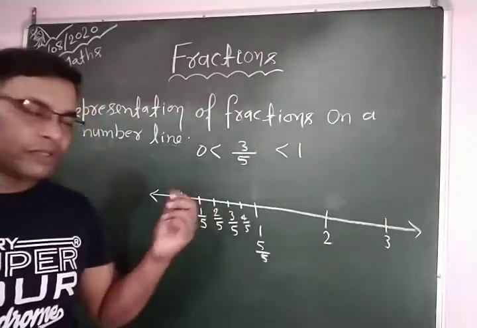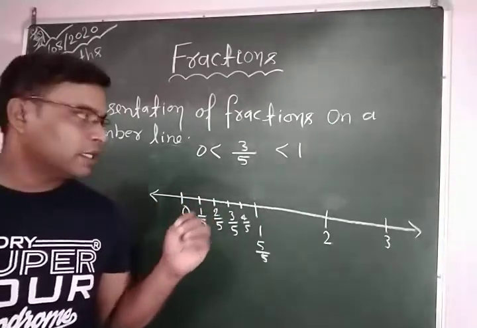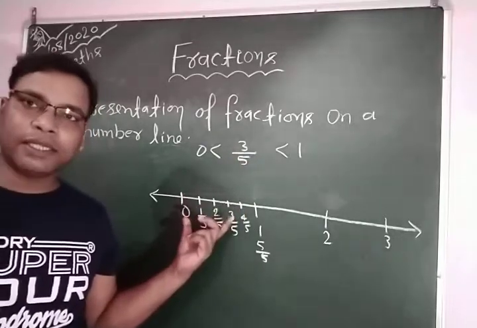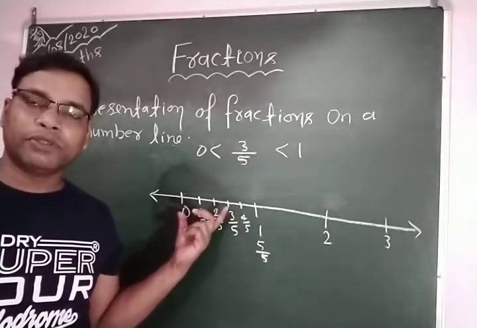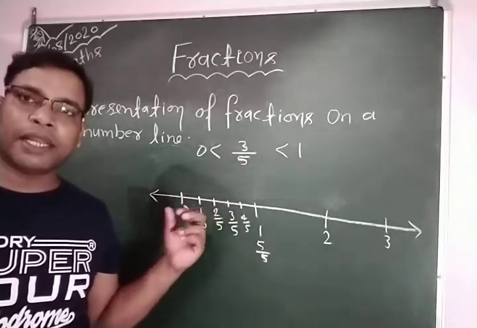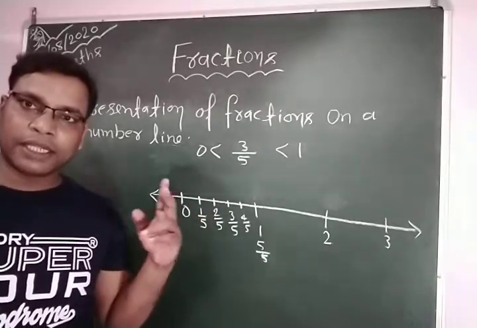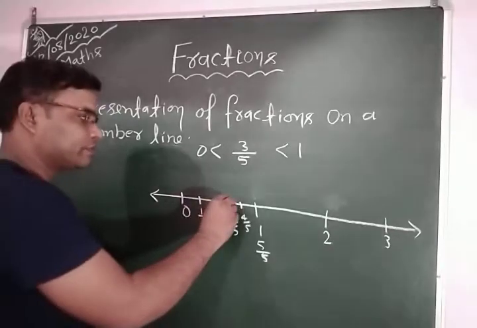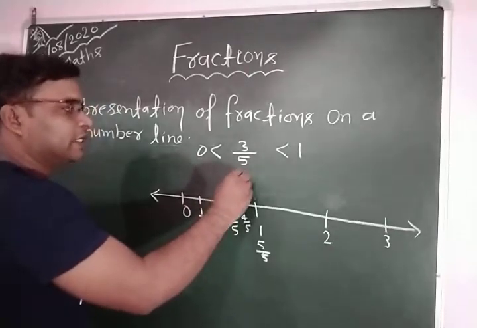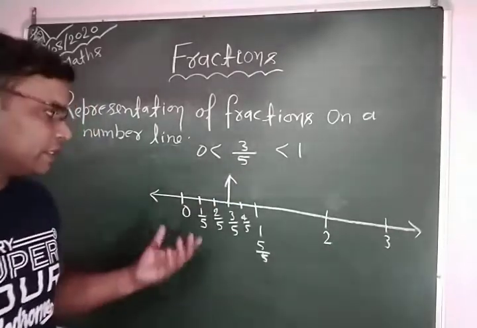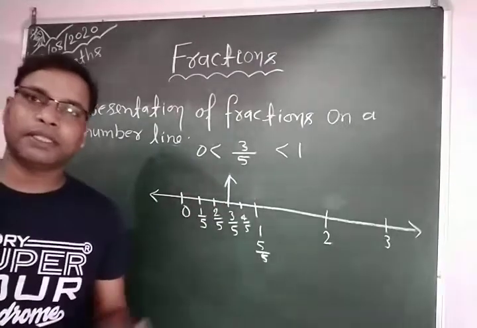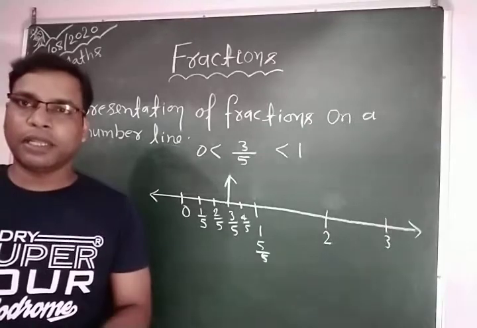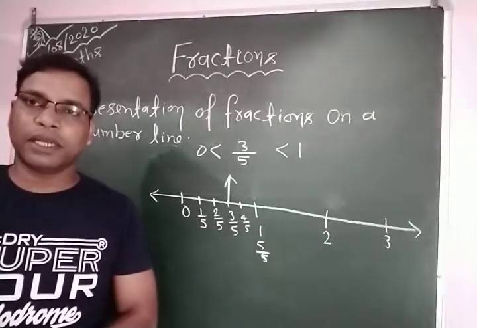So here, what is our fraction? 3 by 5. First we divide the line segment between 0 and 1 into 5 equal parts, and we take 3 parts. So 1, 2, 3. This part represents 3 by 5. In this way we represent 3 by 5 on the number line. Now take another example. Suppose we represent 4 by 7 on the number line.